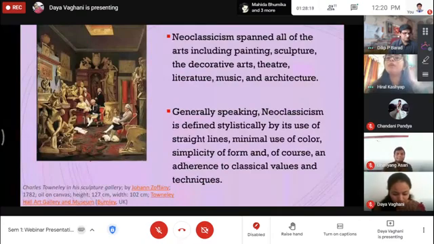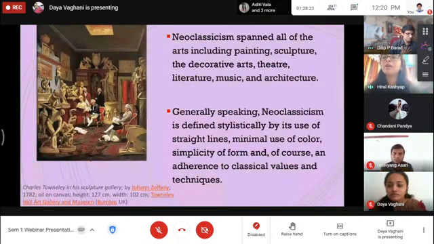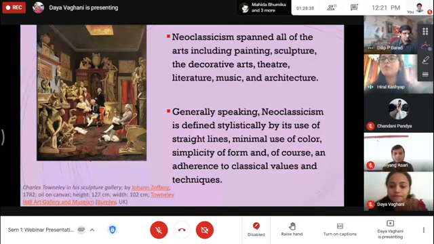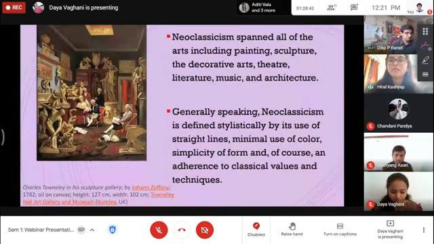Neoclassicism spanned all of the arts, including painting, sculpture, decorative arts, theater, literature, music, and architecture. Generally speaking, neoclassicism is defined stylistically by its use of straight lines, minimal use of color, simplicity of form, and of course an adherence to classical values and techniques. So here is an example of that painting.